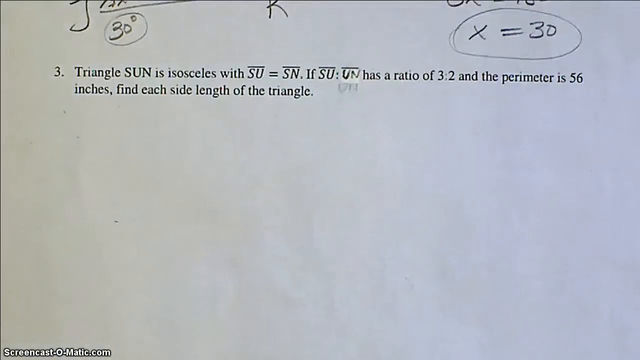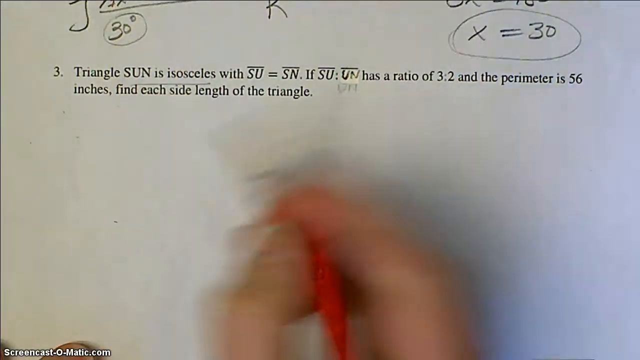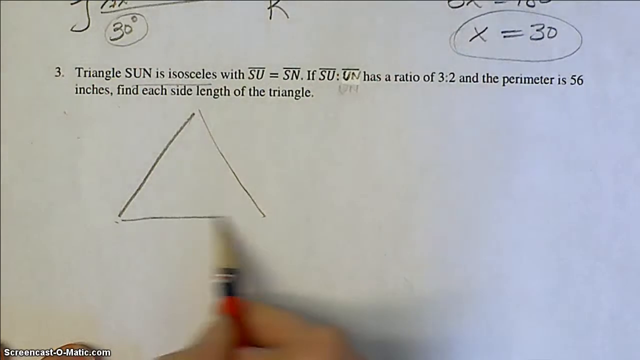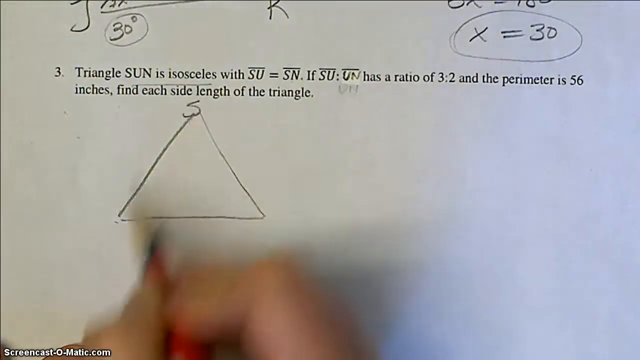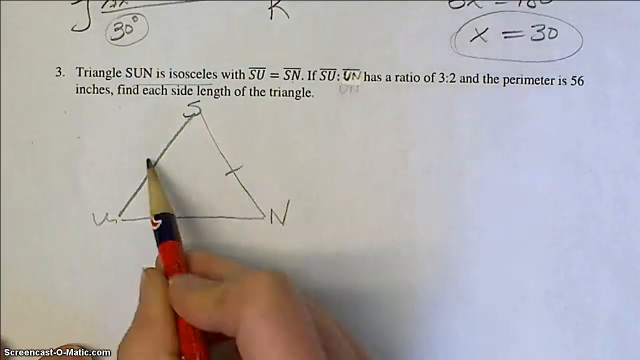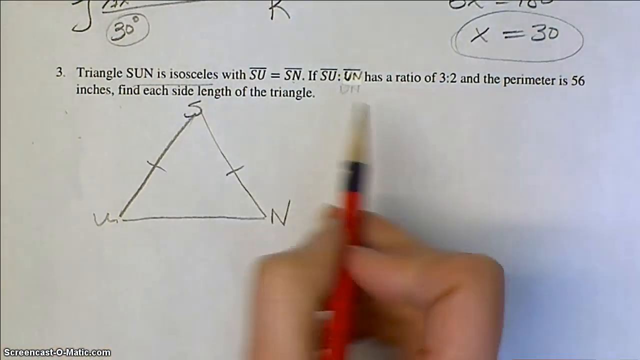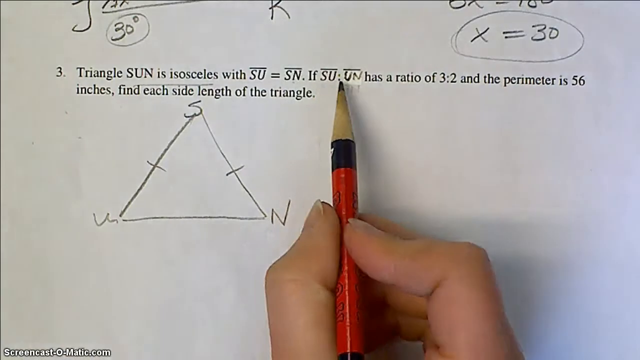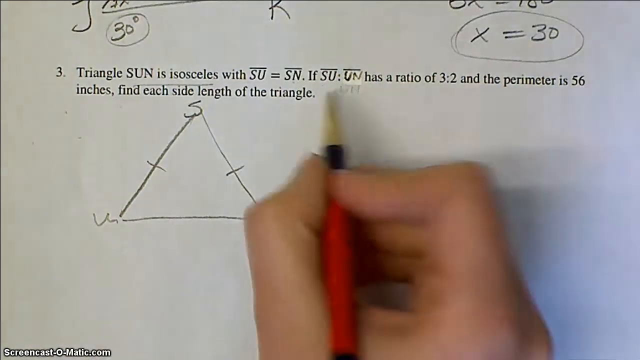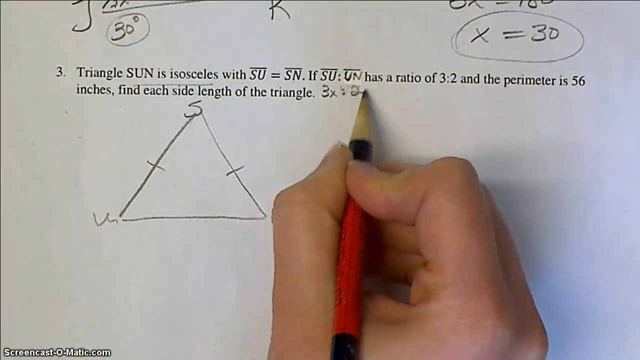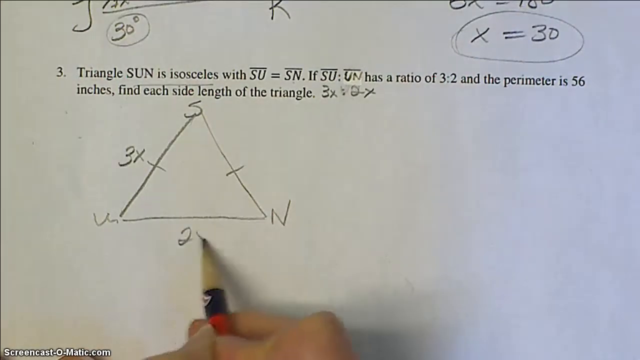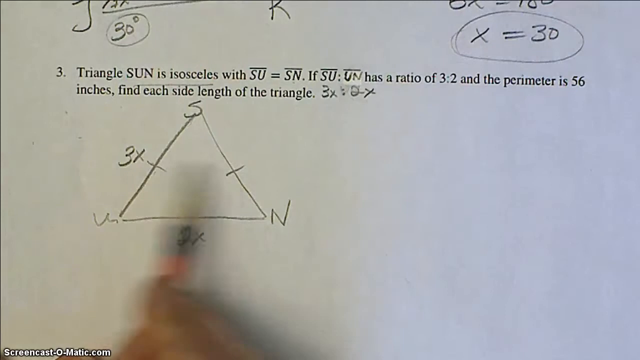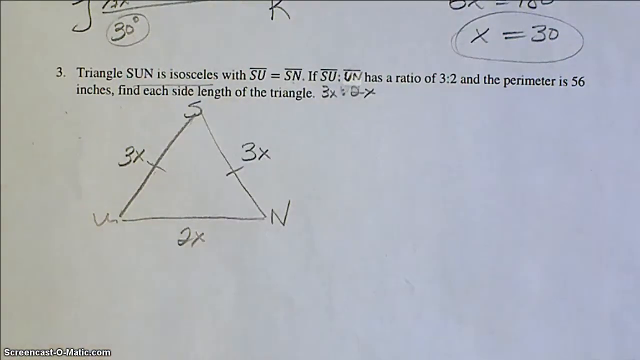Number 3 is really similar, except now we have an isosceles triangle. So you should try to make your diagram look isosceles, with SU being the same as SN. Okay, now it says that the ratio comparing SU to UN is 3 to 2. So again, 3x to 2x. SU is 3x, UN is 2x. And if these two sides are the same, SN has to also be 3x.